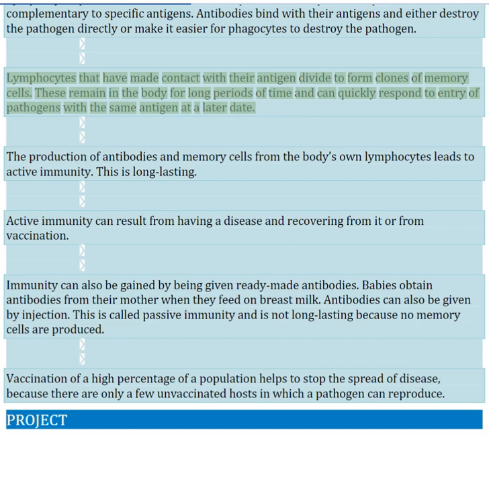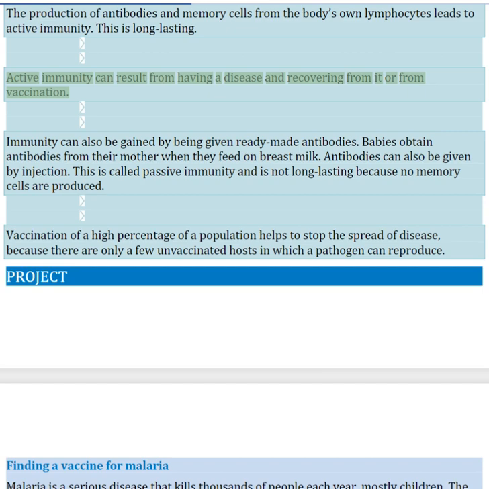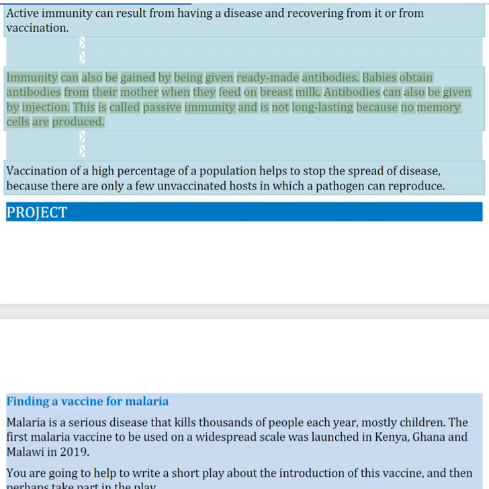These remain in the body for long periods of time and can quickly respond to entry of pathogens with the same antigen at a later date. The production of antibodies and memory cells from the body's own lymphocytes leads to active immunity. This is long-lasting. Active immunity can result from having a disease and recovering from it or from vaccination. Immunity can also be gained by being given ready-made antibodies. Babies obtain antibodies from their mother when they feed on breast milk.